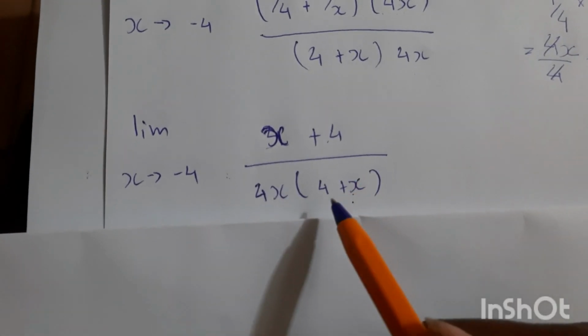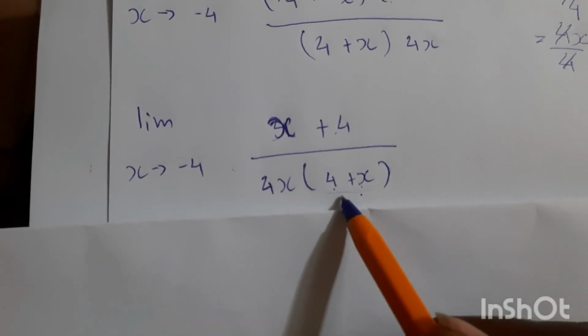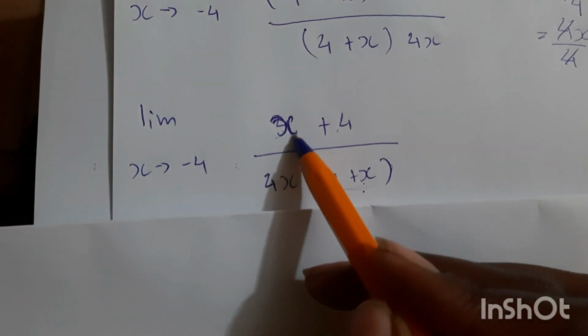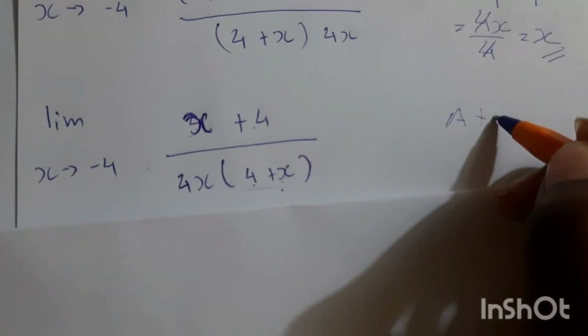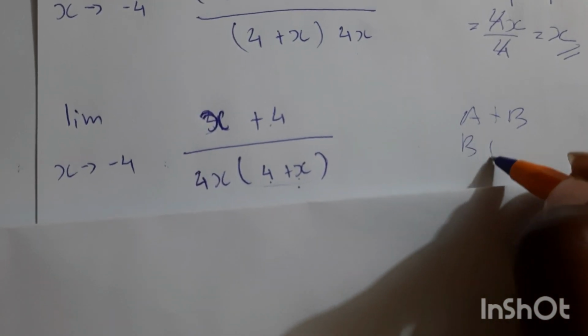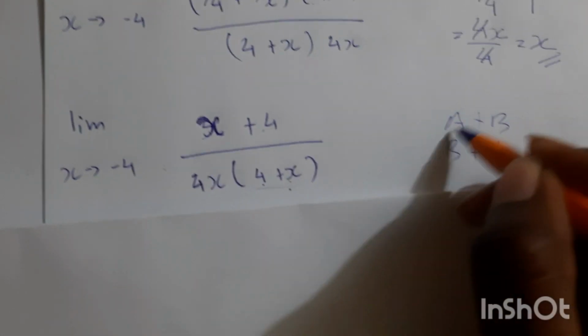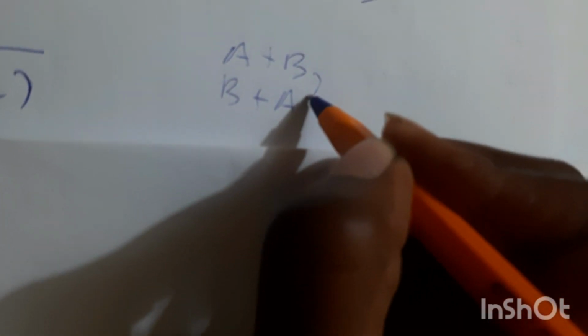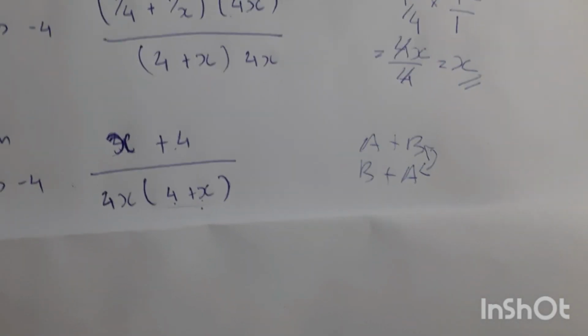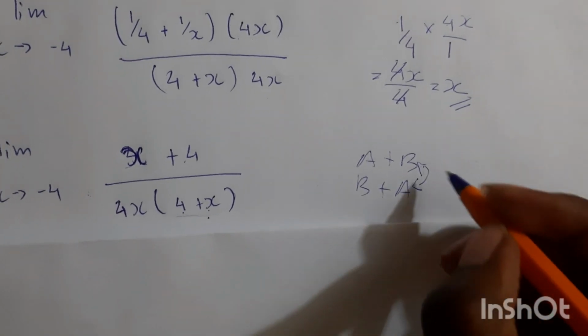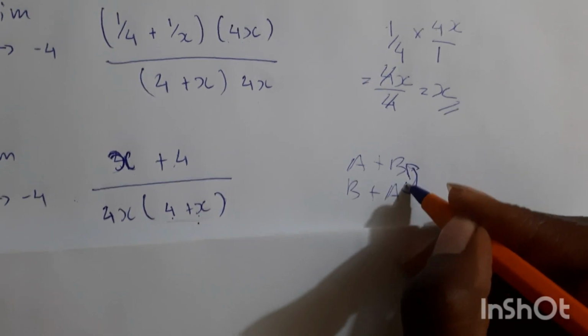The thing is, this value and this value are the same. When you have a plus b and b plus a, they're the same thing. These are the same thing. They are one and the same.